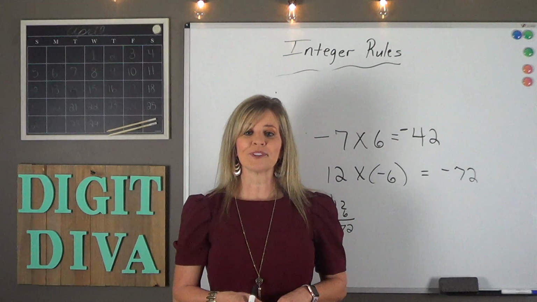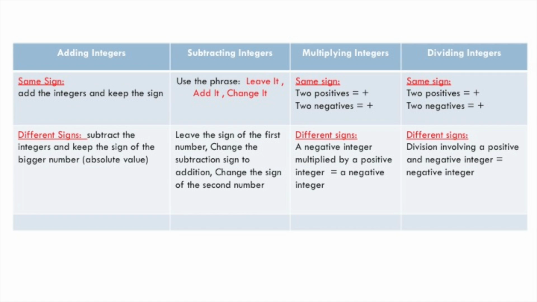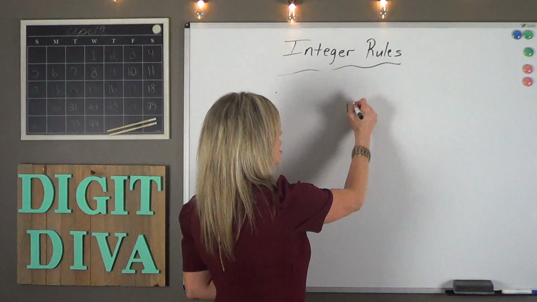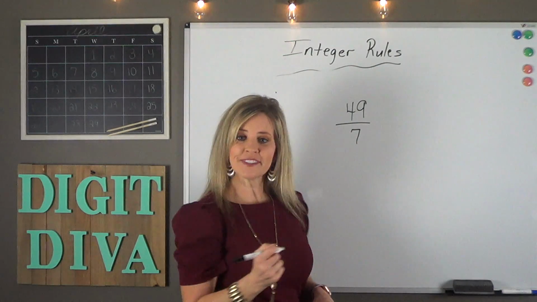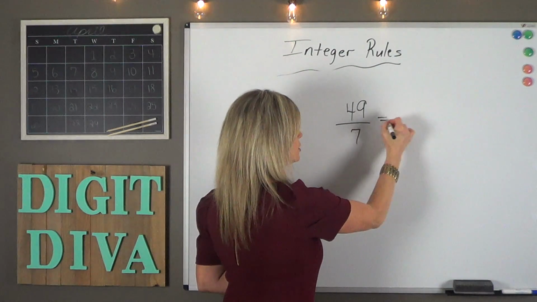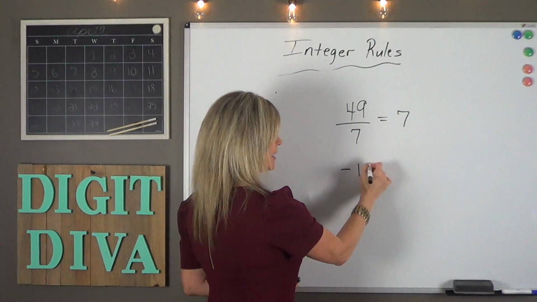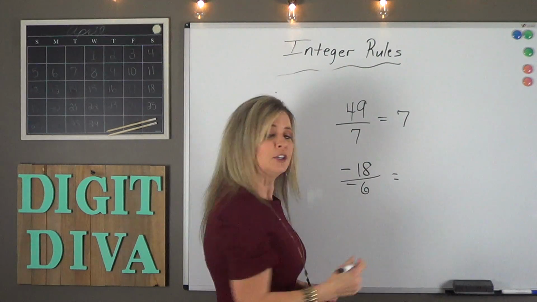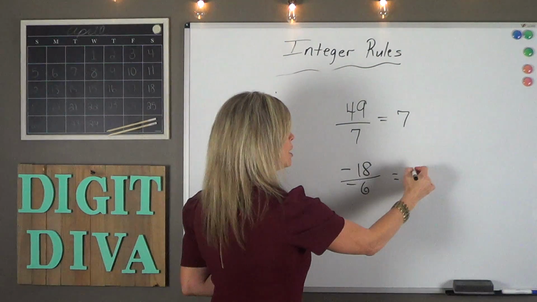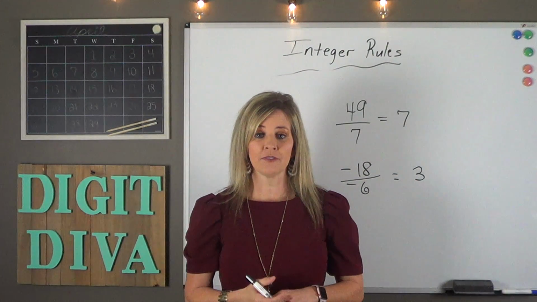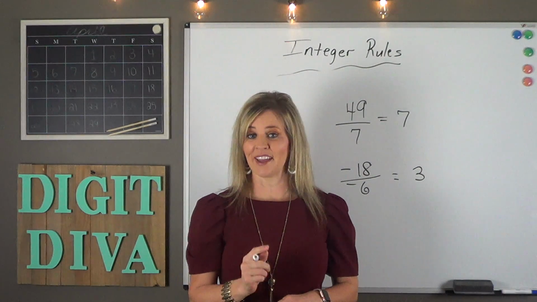So let's look at the rules for dividing integers. Dividing integer rules. The same sign. 2 positives equal a positive, 2 negatives equal a positive. So let's try that. If we're dividing a positive 49 by a positive 7, 2 positive numbers will equal a positive answer. Okay? If I had a negative 18 divided by a negative 6? Two negative integers will equal a positive integer, okay? So if your signs are the same and you're dividing, your answer will be positive every time.